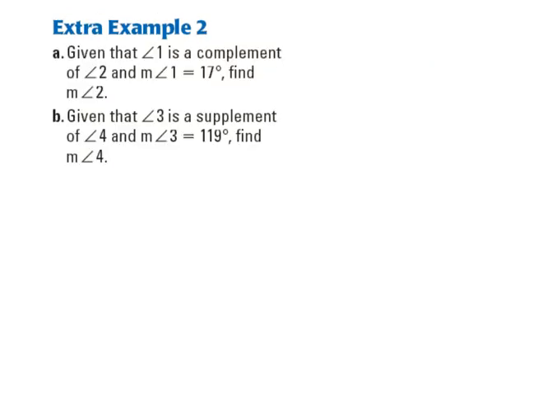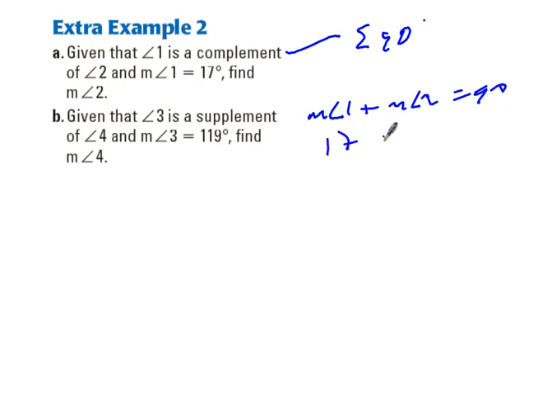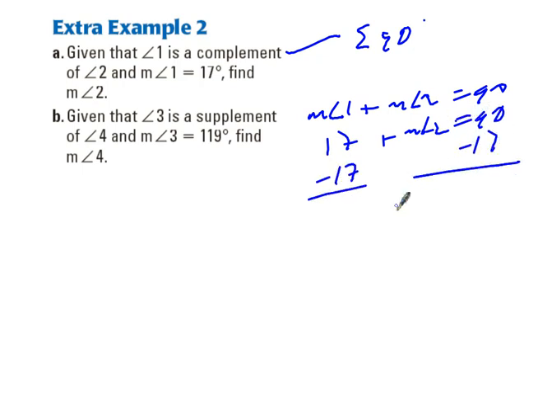Moving on to the next thing, here we go. Given that angle 1 is a complement of angle 2, so if it's a complement, it sums to 90 degrees. So the measure of angle 1 plus the measure of angle 2 is equal to 90 degrees. And if they tell us the measure of angle 1 is 17, we can quickly do a little algebra here and find that the measure of angle 2 is equal to 73 degrees. Piece of cake. Let's look at part B here.